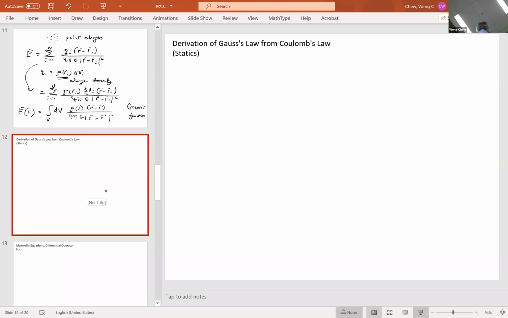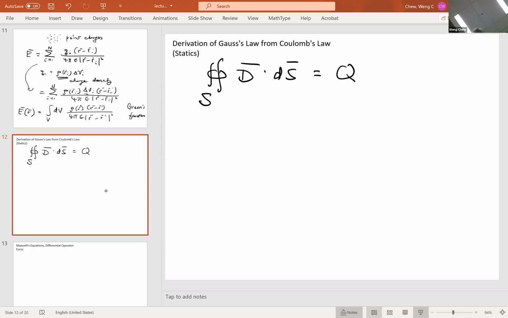That is, if I have this law, which I call Gauss's law, over a closed surface that equals Q. I'm not going to go into the detail about this, but essentially what it says is that if I have a point charge, it gives rise to an electric field that looks like this. D, the flux density, and epsilon E are related to each other.